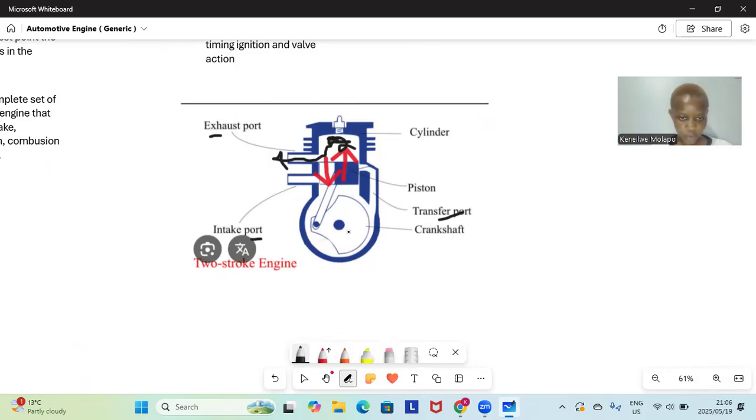Then when it goes down, the intake port is at work because the intake port will bring in the air. The transfer port will also work, because the air that is here will be transferred there as the piston goes down. That's the thing that you have to know. This is how the two-stroke engine works.